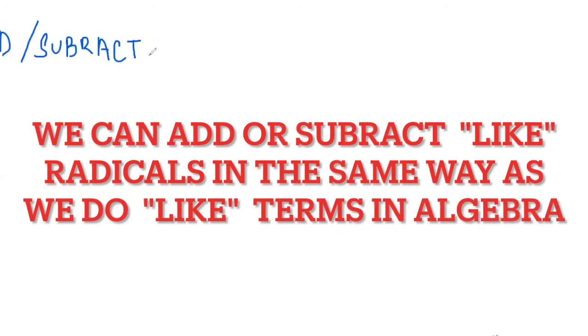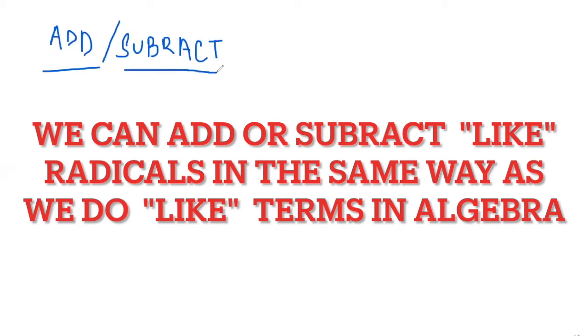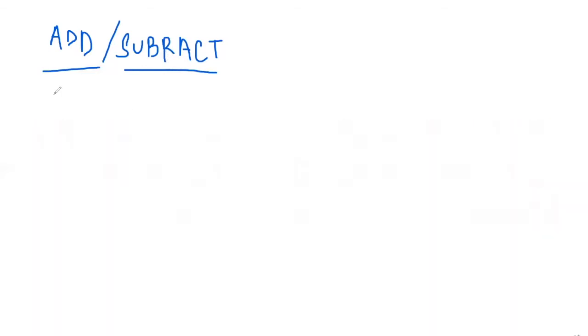So let's see how to add and or subtract radicals. When you are adding and subtracting like radicals, we do it the same way we add or subtract like terms in algebra. For example, you know that 3 plus 2 is 5. We all know that.